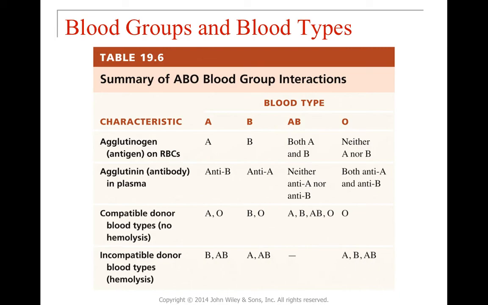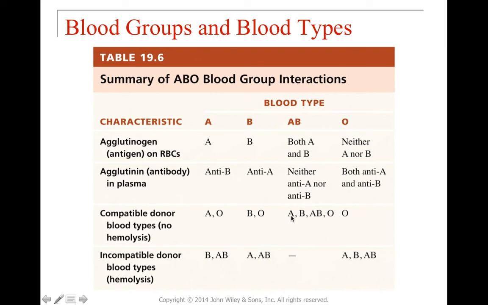So, for example, an A individual is able to accept blood from either A or O, but not from B and not from AB. Why? Because these guys have B, and that B will react to the antibody in their plasma, and they will get sick, right? A B individual is able to take it from B or from O, but not from A or AB. Same thing because of this A, right? If the A sees the anti-A, you're going to have a reaction.